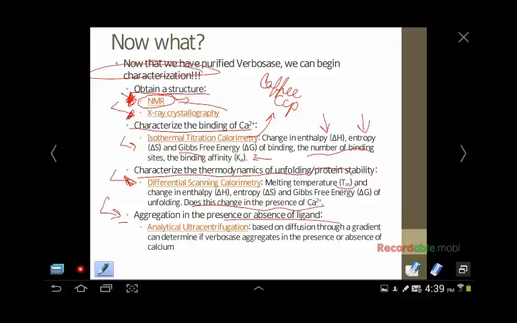Also, does it aggregate in the presence or absence of ligand? So we can determine, if we add calcium, does it cause the protein to oligomerize or aggregate? Do we get subunits coming together? Or is it already aggregated? I don't know. So analytical ultracentrifugation can tell us, based on the diffusion through a gradient in a centrifuge, if verbosase aggregates. So we can see if it aggregates, say, sort of like hemoglobin, right, where you have 4 subunits. If it aggregates like hemoglobin, we would see it diffuse differently as a quartet than it would as a monomer, because those are going to have different density profiles.